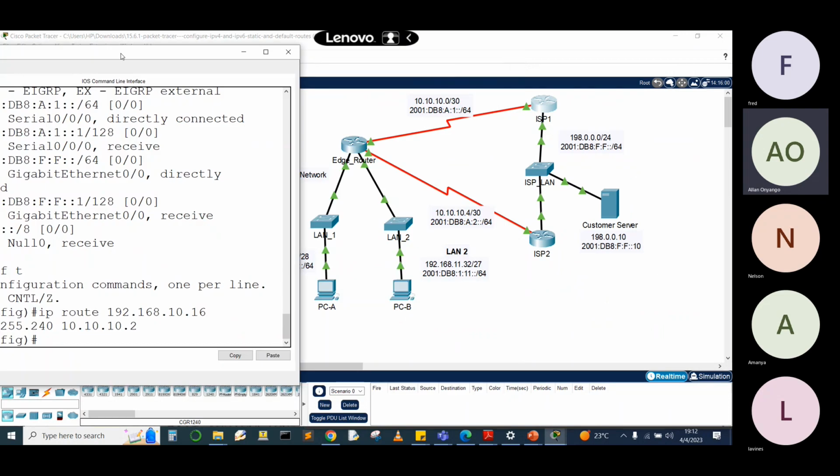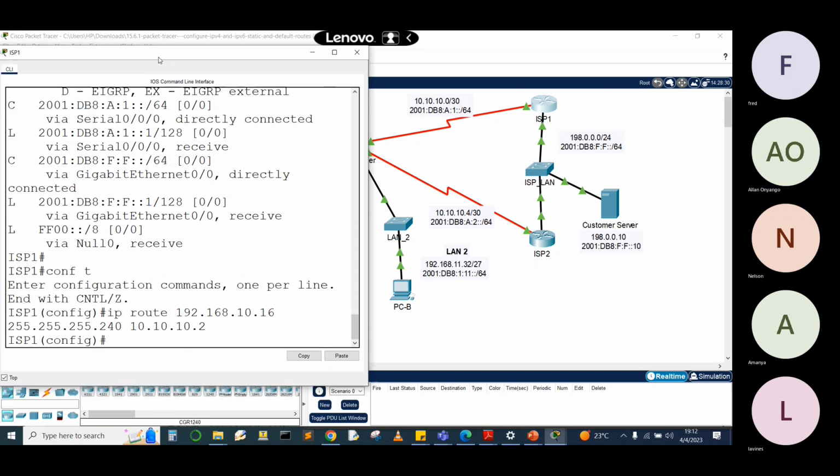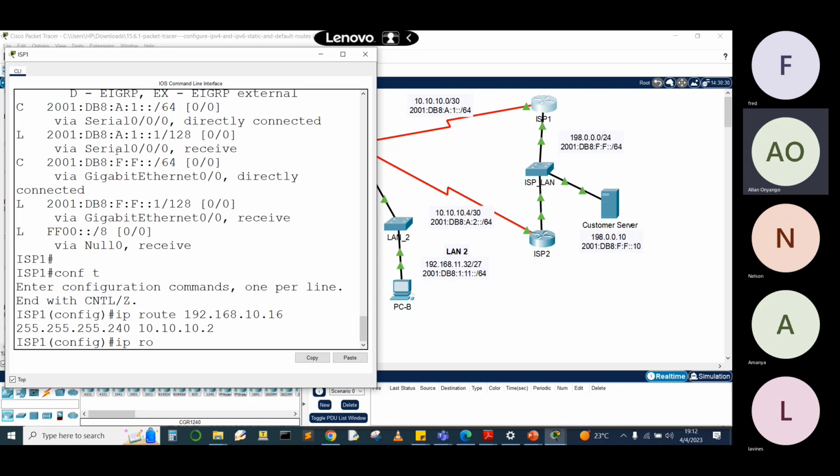So remember that we are going from ISP1 still, but this time around to LAN 2, still passing through the edge router. So we do the same thing. We say IP route and put the network for LAN 2. You can see it's there. It's 192.168.11.32. And the subnet mask is /27.